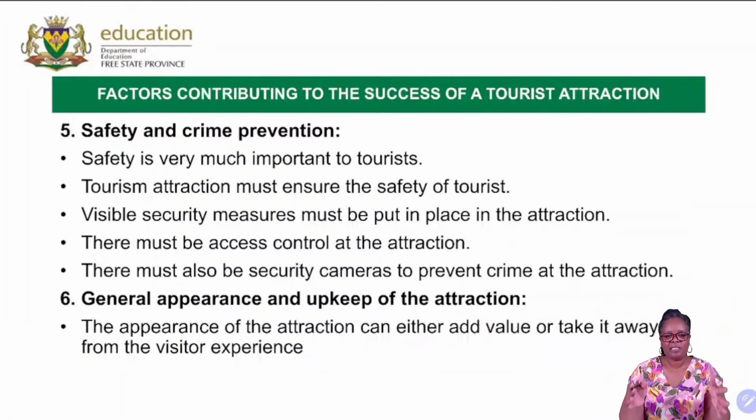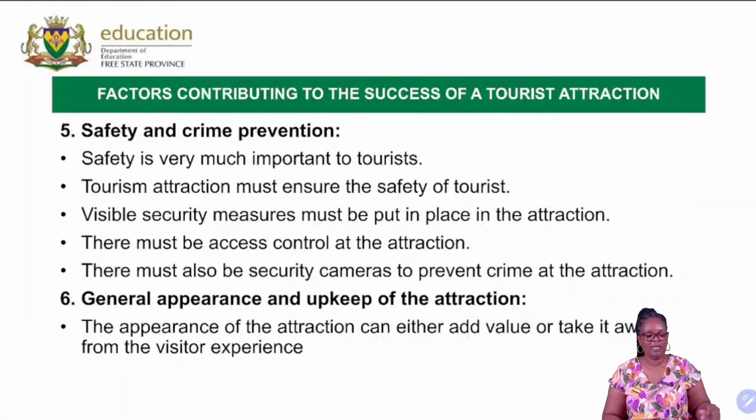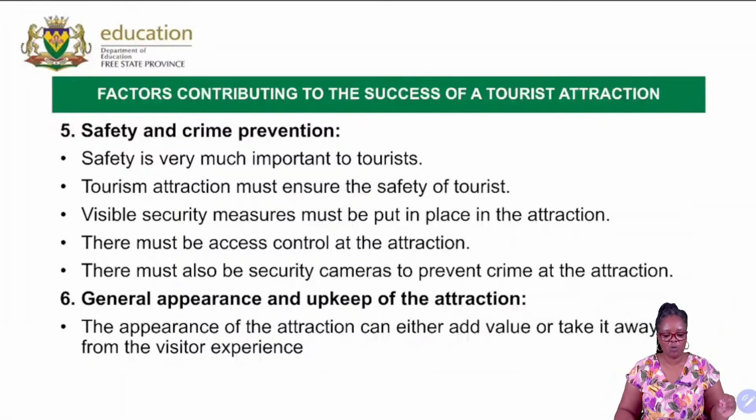So this is the responsibility of the tourist attraction. They have to make sure that when tourists visit, they feel safe. They have to put visible security measures around the place. There must be patrollers, there must be security guards everywhere in the attraction to make sure that the visitors, who are our tourists, are safe.